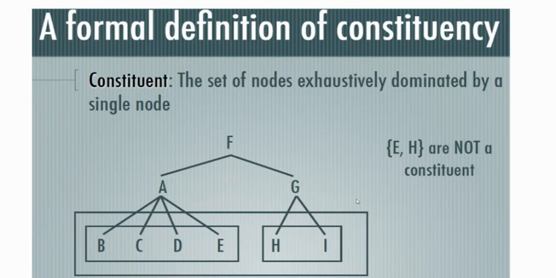But non-terminal A and G also join as constituents. A and H, or E and H, are not constituents. You can say that the non-terminal G forms a constituent with H and I. The non-terminal A forms a constituent with B, C, D, and E. But you cannot say that E and H form a constituent because they are not under that non-terminal node. So we represent constituents when we draw trees. Is that clear?